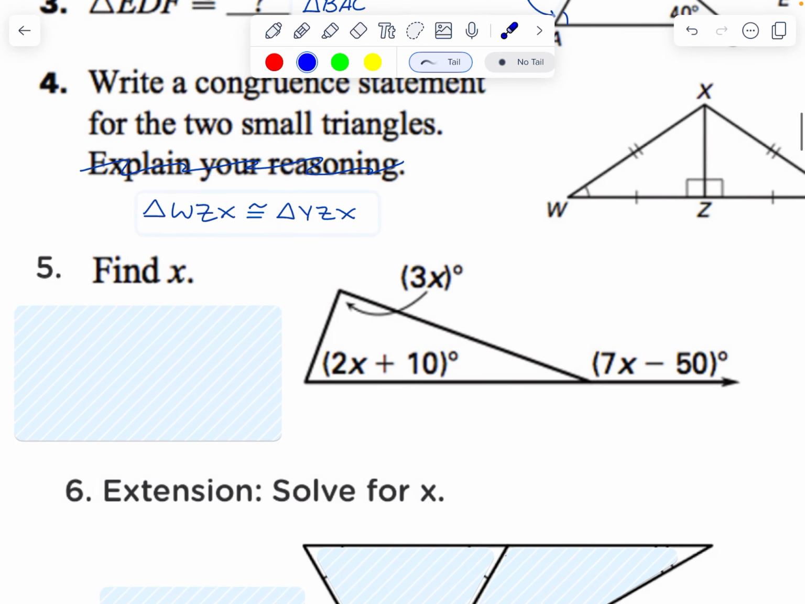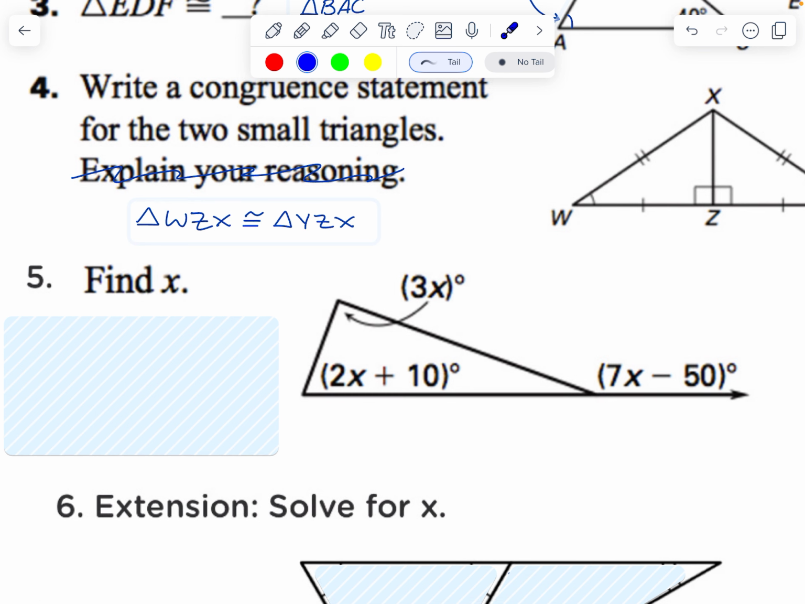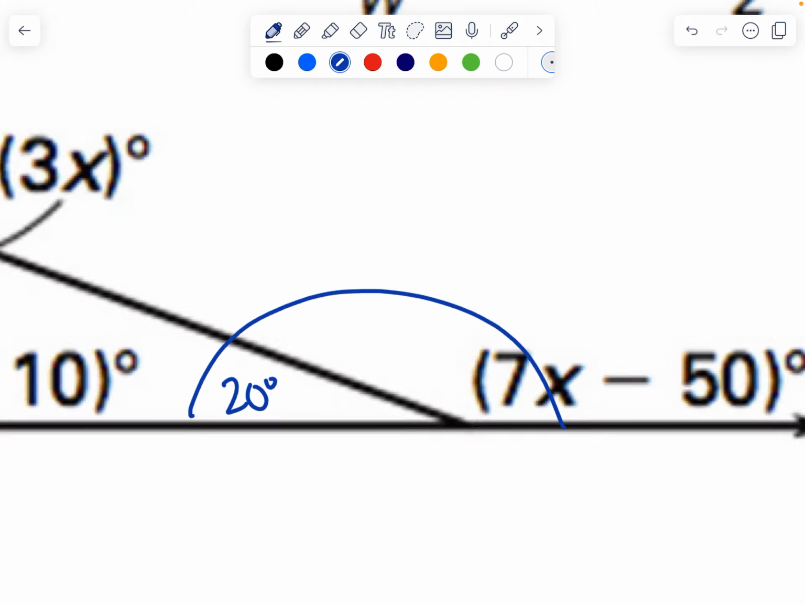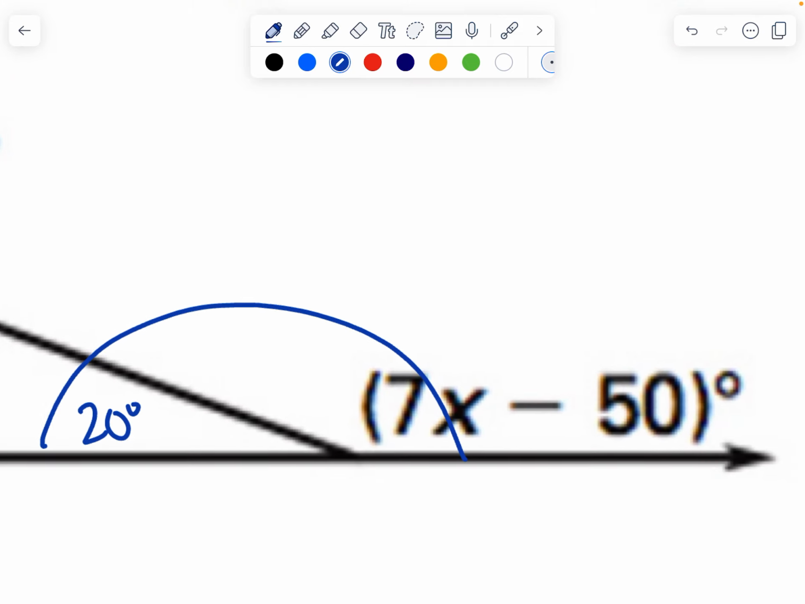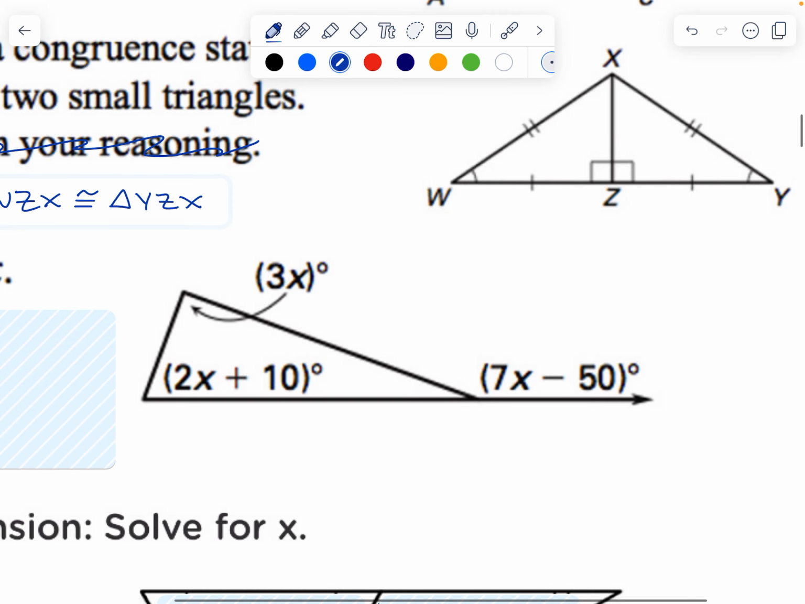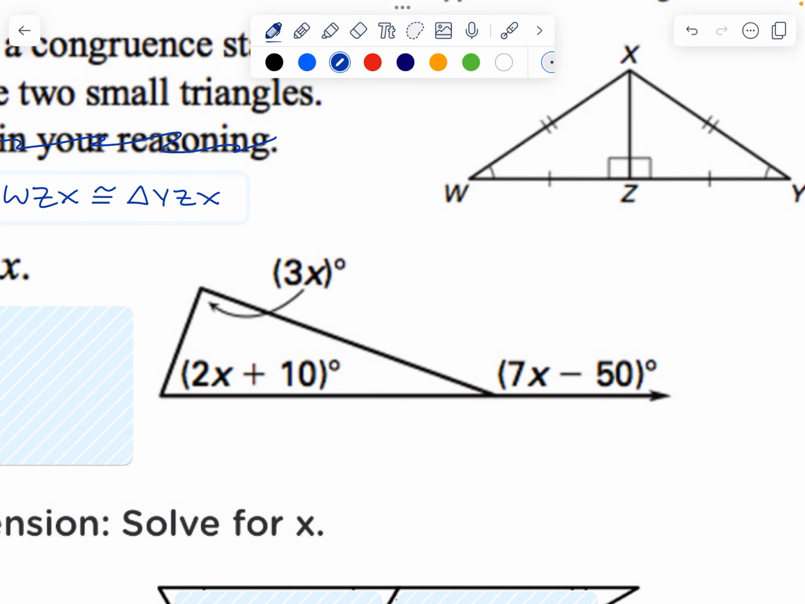Find X. We're dealing with an exterior angle problem. Okay, and I know this was day 1, not day 2, but we still need to visit it. We still need to see it. I do not have this angle. If I did, let's say it's 20 degrees, that makes this problem a lot easier. It's not even a triangle problem anymore. It's an angle pairs problem. But that's not the case. I don't have that angle.